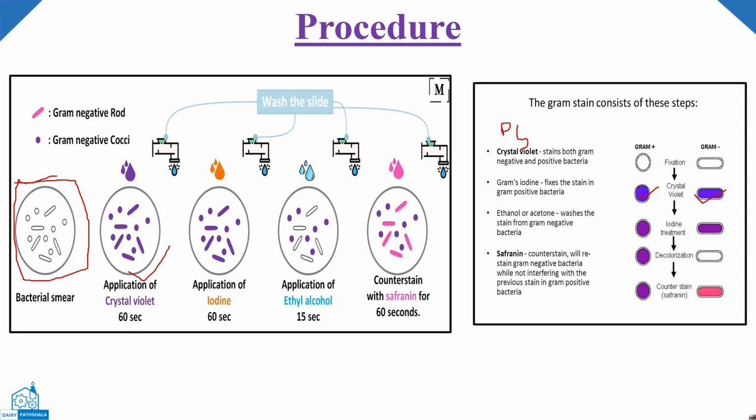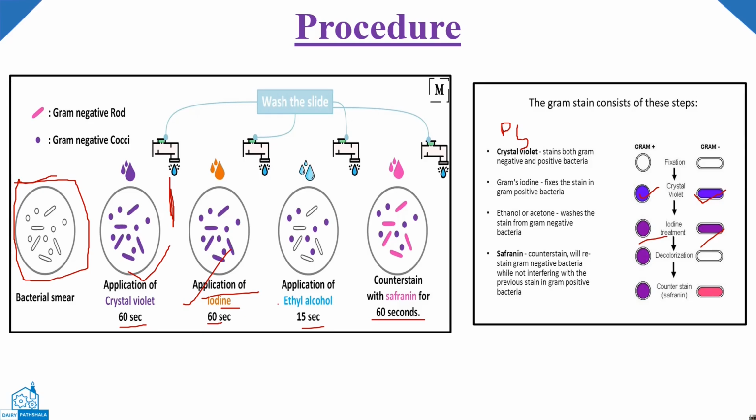We add crystal violet, then we wash the slide with water, and then we add Gram's iodine. Note the time in your copy. Time is also important from the exam point of view; they will ask. The application of iodine is actually a mordant, meaning it helps to fix the crystal violet stain in gram positive bacteria. Now both are showing violet color.